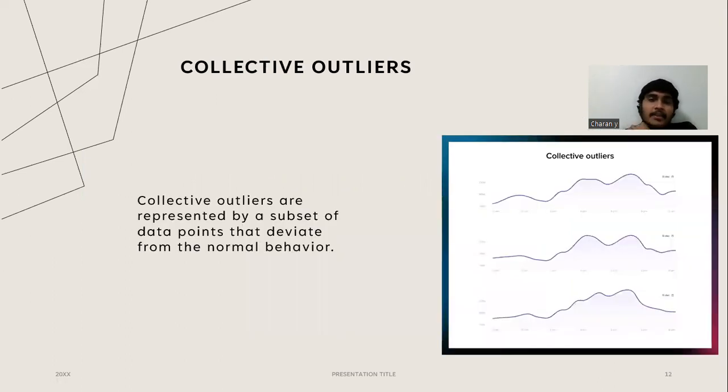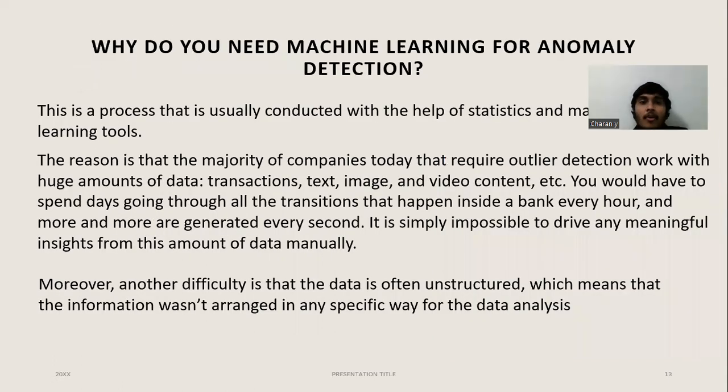Coming to the third one, the collective outliers. Collective outliers are represented by a subset of data points that deviate from normal behavior. In general, tech companies tend to grow bigger and bigger. Some companies may decay, but it's not a general trend. However, if many companies at once show a decrease in revenue in the same period of time, we can identify a collective outlier.